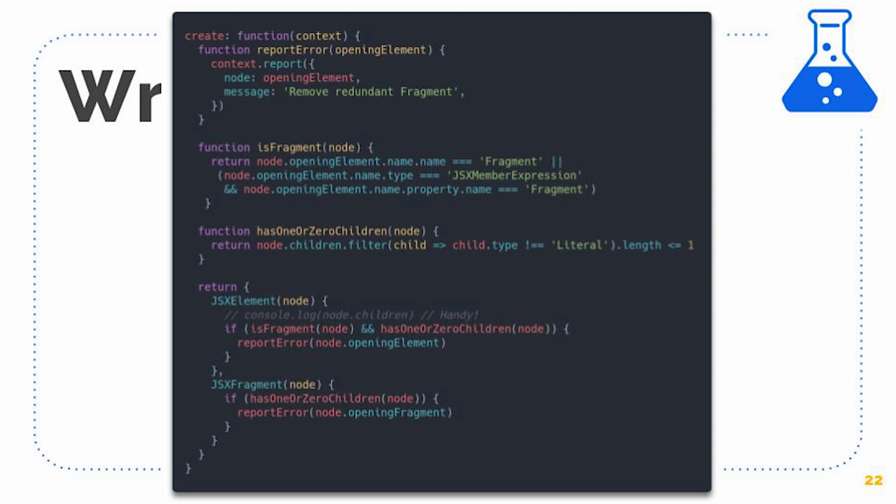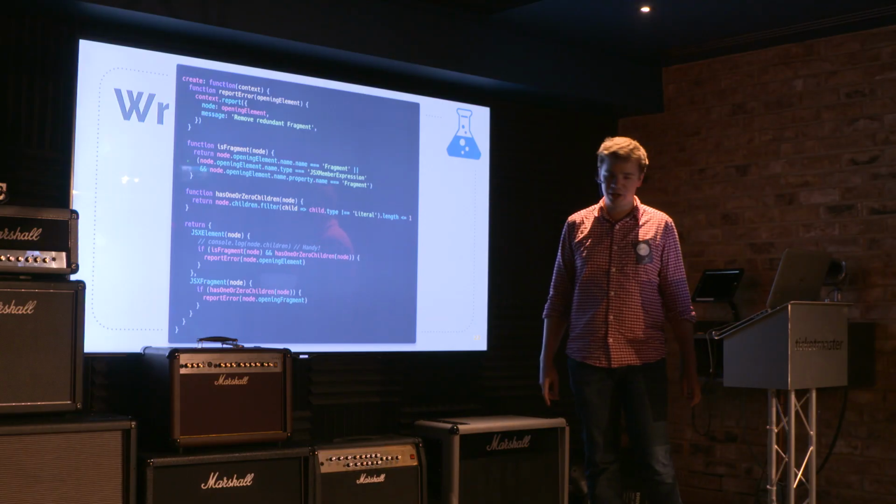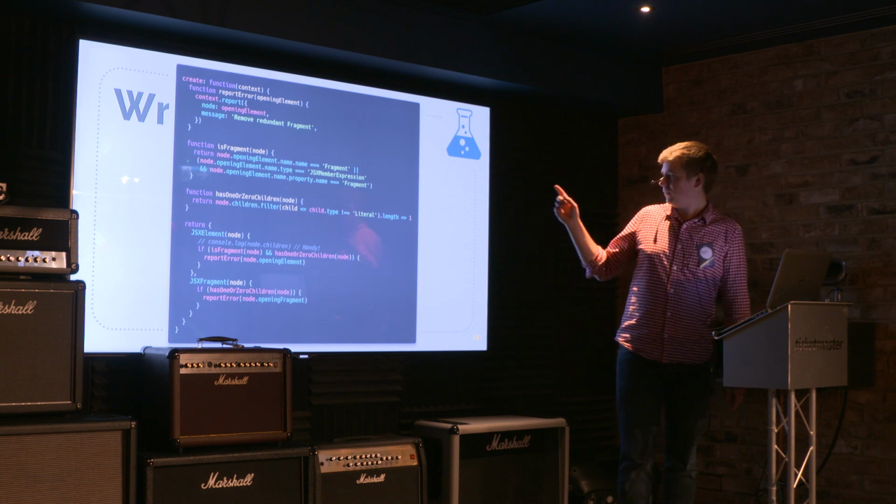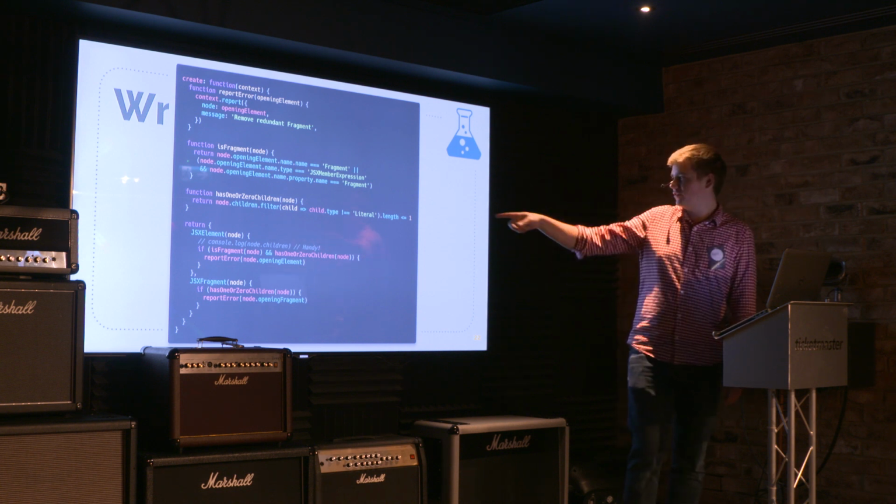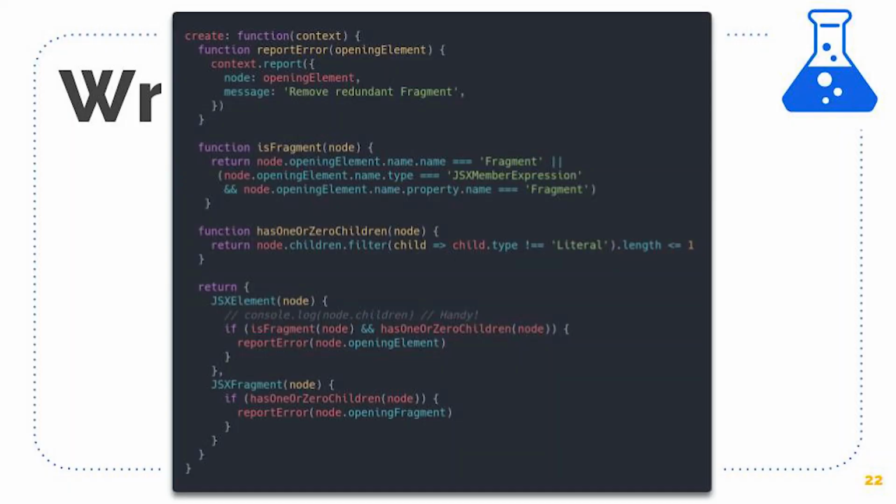It looks quite different, mainly because I've extracted stuff out into functions, but at the bottom we're still doing pretty much the same thing with JSXElement, but now also handling JSXFragment, which is just the fragment shorthand. The isFragment function handles our existing one and the React.Fragment pattern, which is a member expression, and has one or zero children, ignores the literals that are the whitespace, and when we're reporting an error, we report it against node.openingElement, not just node.